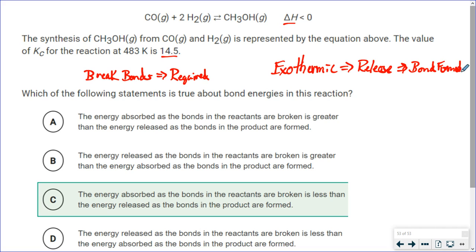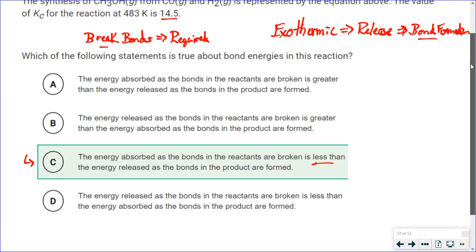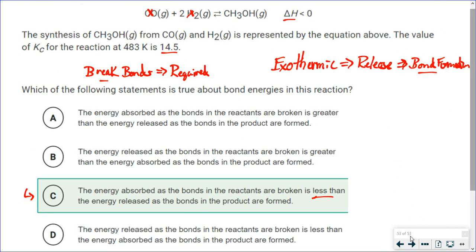Now, all of your chemical reactions are going to have bonds breaking and bonds forming. So we're going to break the bonds on this side. We break these two apart, and we break our H2s apart, and we'd form all these bonds. So if it's exothermic, we release energy overall. The amount of energy I have to invest to break the bonds has to be less than the amount of energy I get when the bonds are formed. So if you go through these and read each one of them, C is your correct answer. The energy absorbed as the bonds in the reactants are broken is less than the energy released as the bonds in the products are formed. And that's your correct relationship between bonds breaking, requiring energy, bonds forming, releasing energy, and it matches our delta H value to have an exothermic chemical reaction.